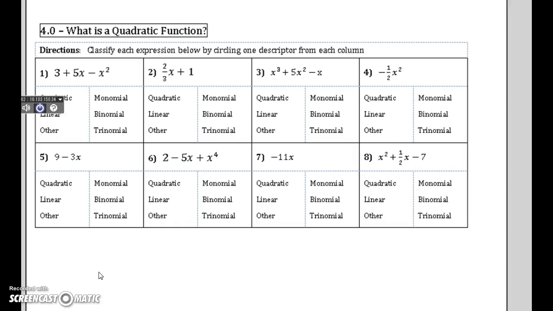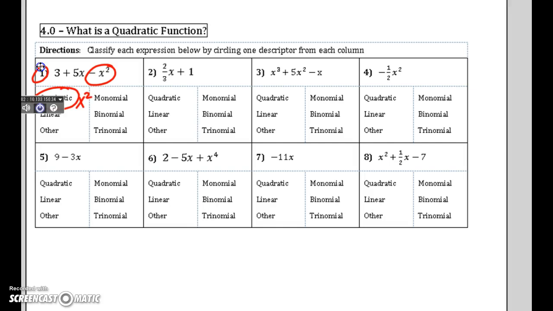So, for number 1, looking at the column on the left, I need to identify if it's quadratic, linear, or other. So I notice that I have an x squared. The highest power of x is 2. So this is a quadratic. Anytime I have an x squared, that is quadratic.